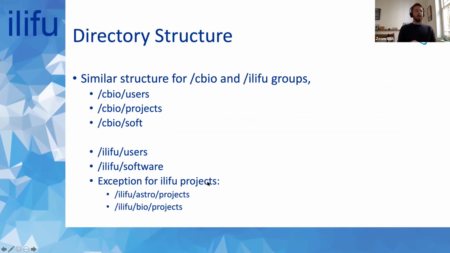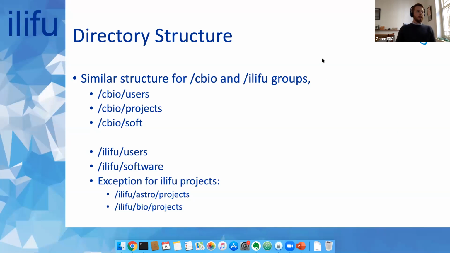So as I mentioned, similarly for the other groups such as CBio and ilifu, CBio users will have a directory at /CBio/users, and different projects can be found in the project folder for CBio. Similar case for the ilifu projects. The only difference is that the projects are specific, broken down into Astro and Bio, as the following directories: /ilifu/Astro/projects. I think that's all I wanted to say at the moment about the directory structure. I'll do a demo of that towards the end of the presentation.